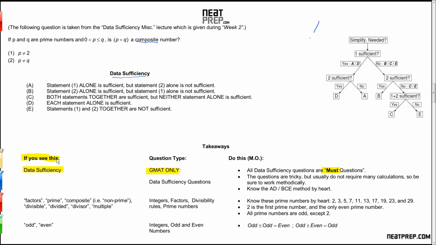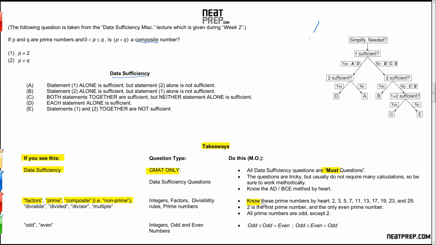What I do want you to know, as always with the takeaways, and I mentioned that underneath every question during the course, you will see what specifically solved that particular question. You will see the takeaway in this case. If you see the words factors, if you see the words prime or composite, which is basically just fancy wording for non-prime, then the question type is integers, factors, divisibility, and prime numbers. And these are the 3 pieces of information that we need to know.